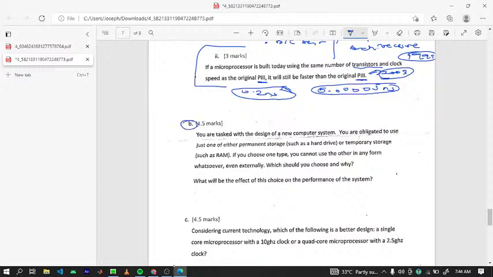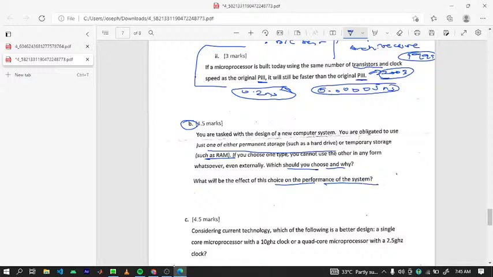Now B, you are tasked with the design of a new computer system. You're obligated to use either one permanent storage or temporary storage. One type. You cannot use the other in it whatsoever, even externally. Which would you pick, and what is the effect of this choice?